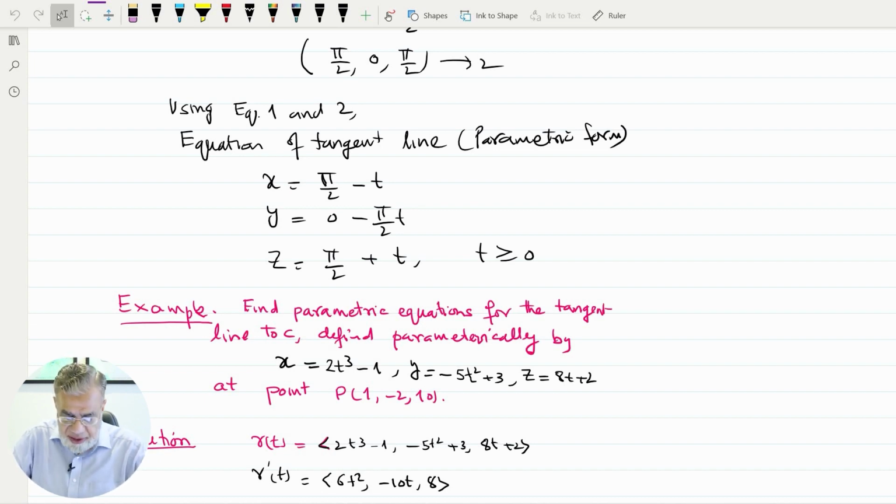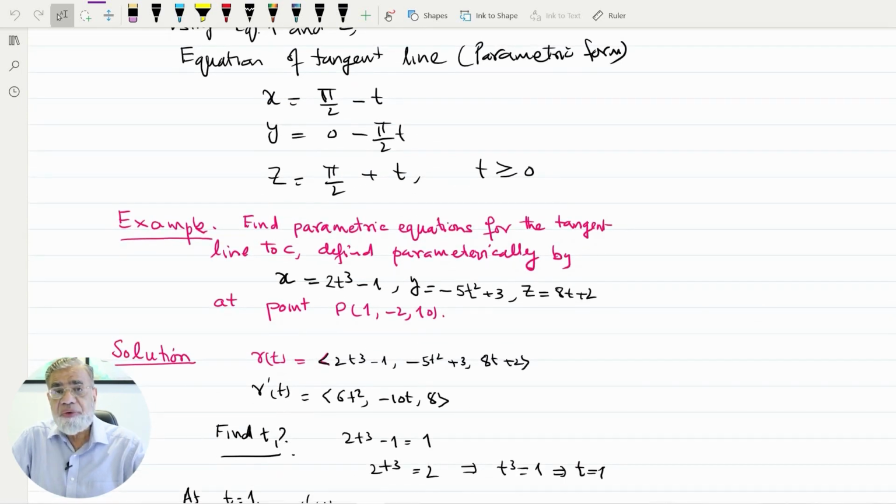So r of t we write here: this is equal to 2t cube minus 1, minus 5t square plus 3, and 8t plus 2, and we take the derivative of this one. We have 2t cube, that gives me 6t square, and the derivative of 1 is 0. Here is minus 5t square, the derivative will be minus 10t, and the derivative of 3 is 0. And we get here 8t plus 2, the derivative will be 8.